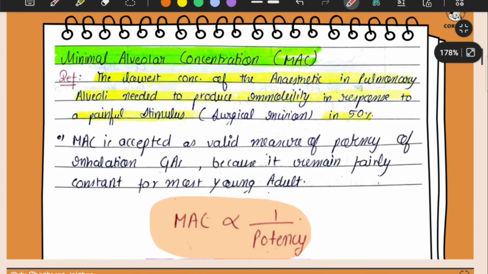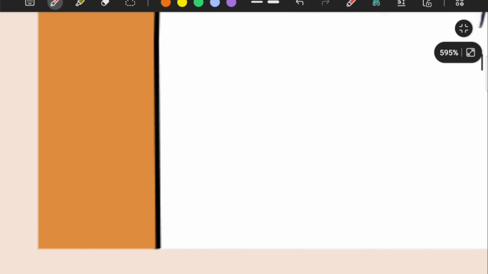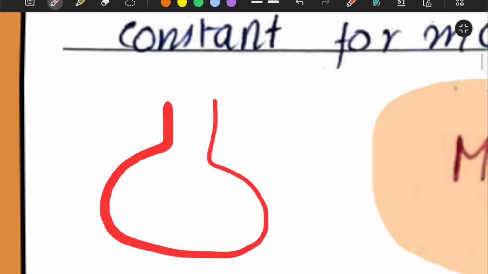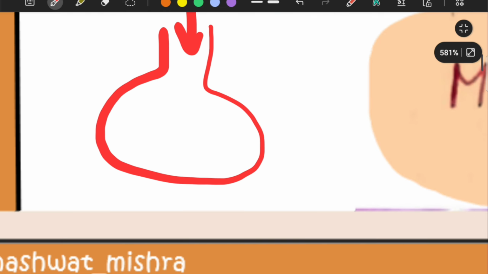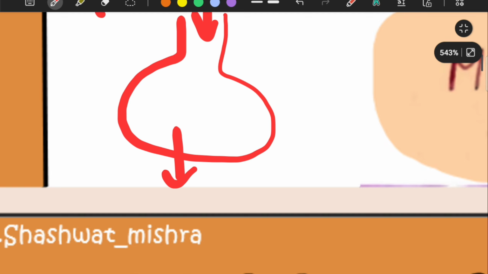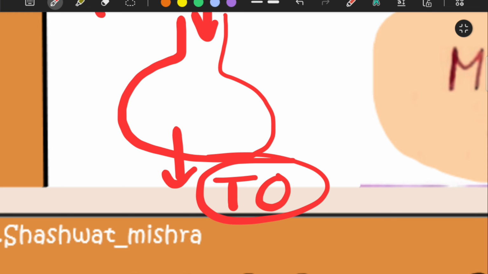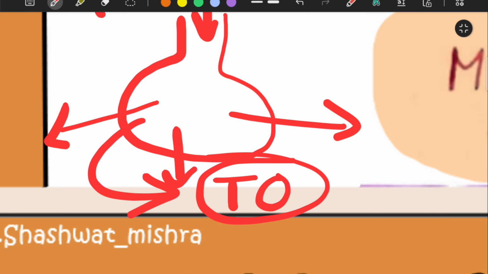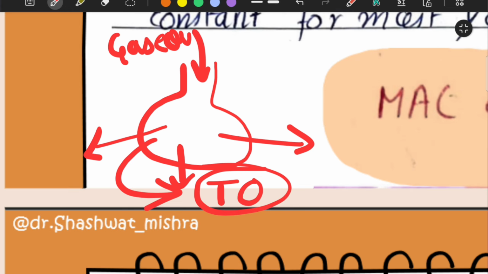Okay, so let's discuss one term, the minimum alveolar concentration. Consider this is your alveoli, and you are going to give a gaseous anesthetic. Whenever you give a gaseous anesthetic, what we look for is that it should quickly diffuse out of the alveoli and reach the target organ, which I am writing here as TO. If it quickly reaches the target organ after diffusing through the alveoli, that is a major property we are considering.